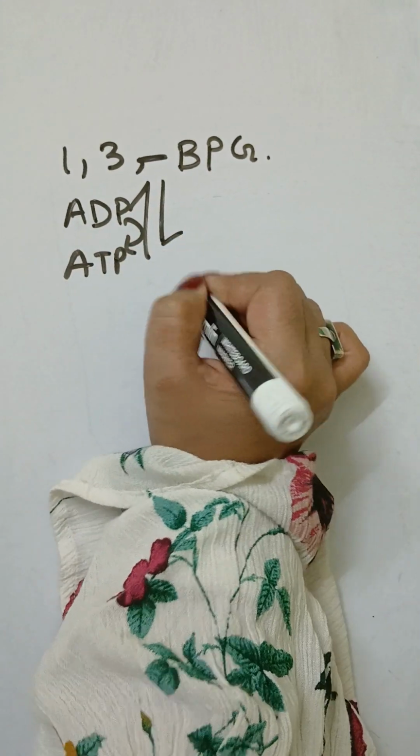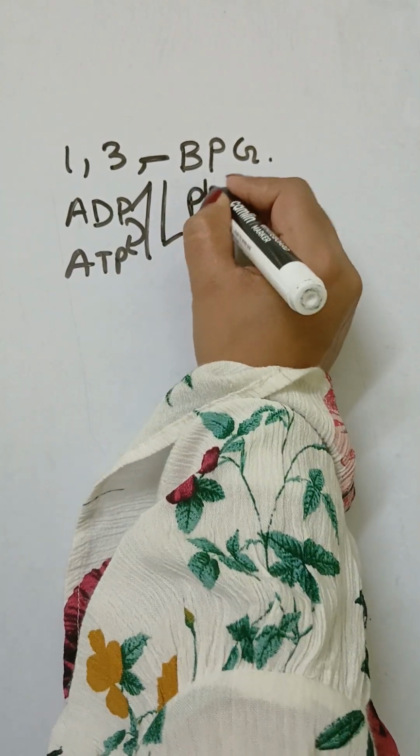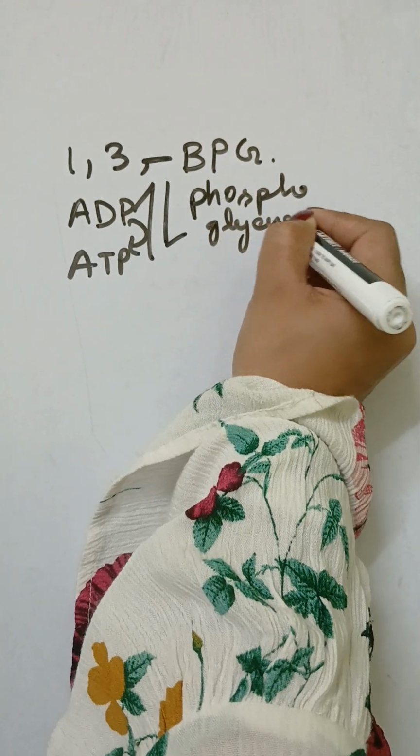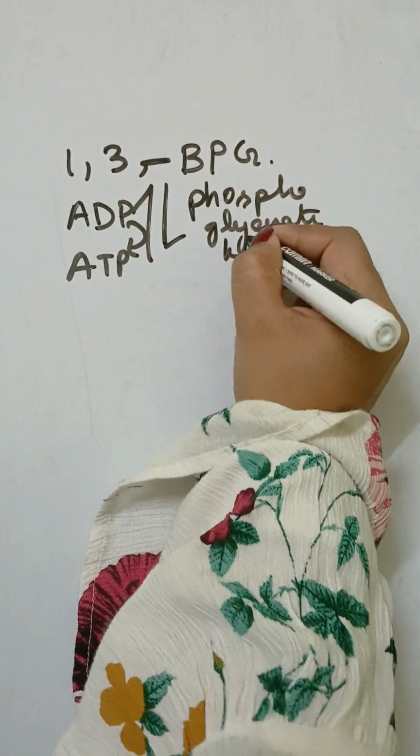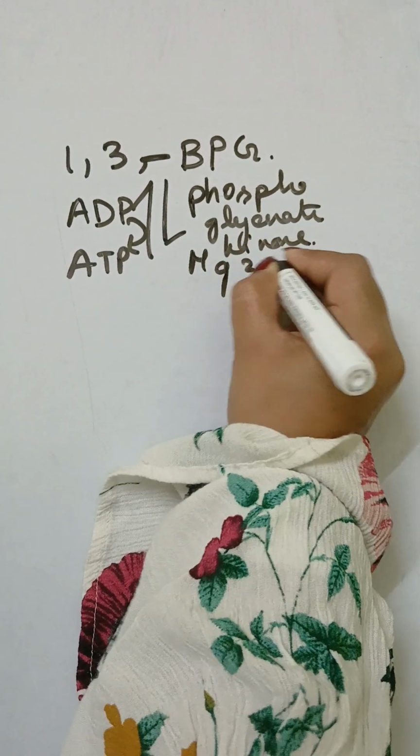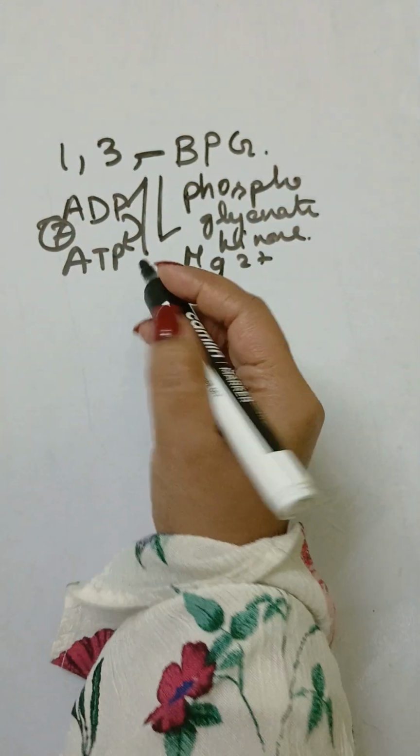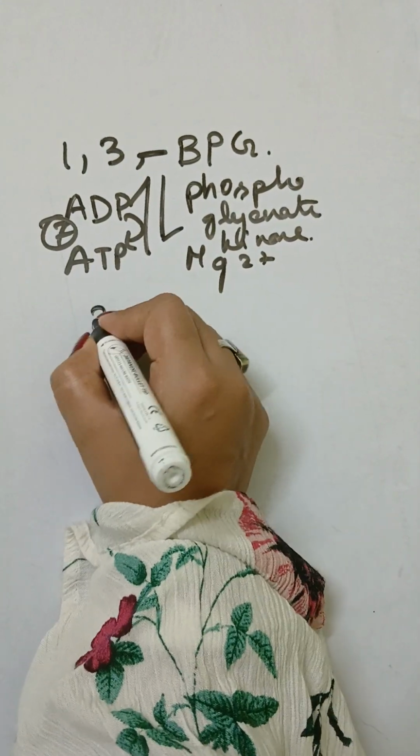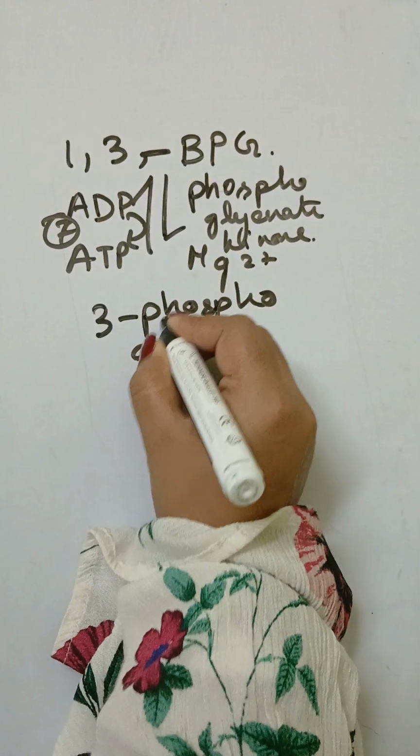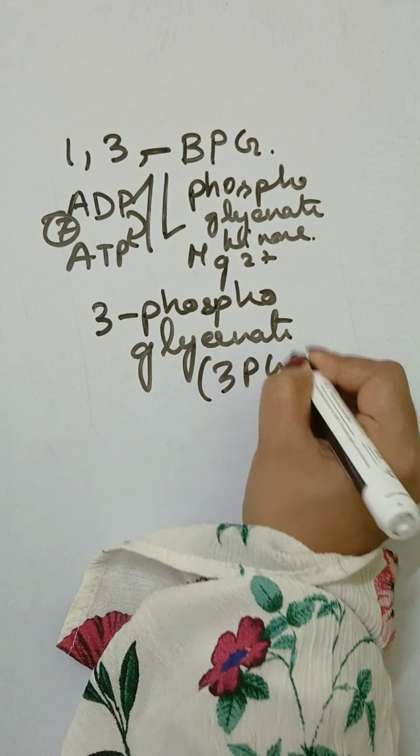Now from this compound, via a reversible reaction, 1 ATP will be produced. One ATP always will be produced. Now what is the enzyme? That is known as phosphoglycerate kinase. With the help of Mg2+ as cofactor, this is the 7th step of the whole glycolysis process. It will give rise to 3-phosphoglycerate, or in short, 3PG.